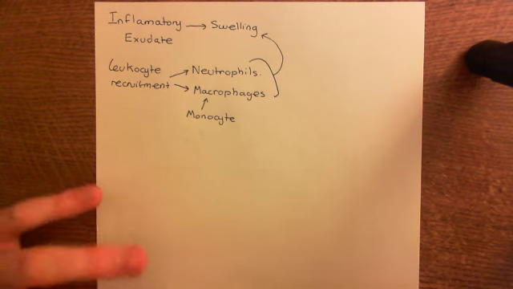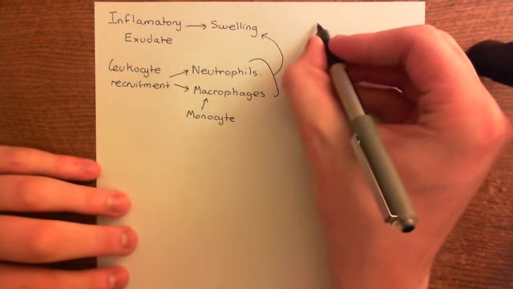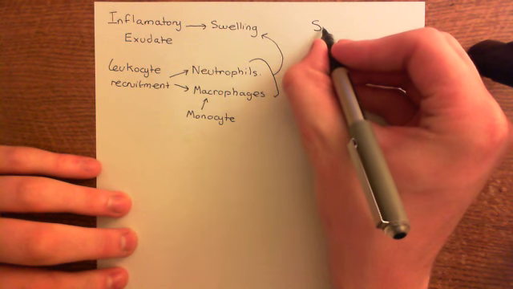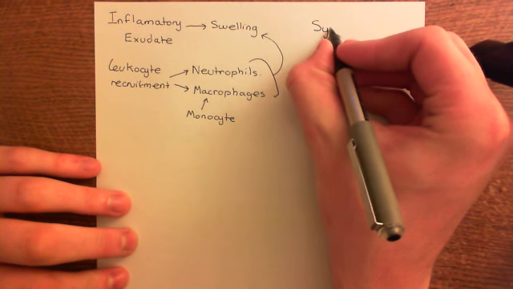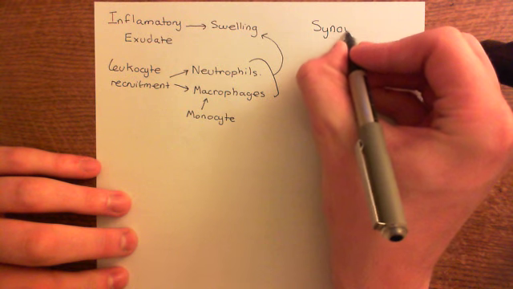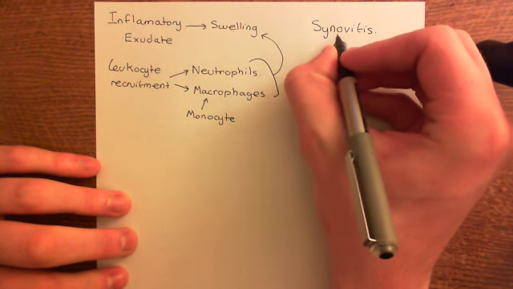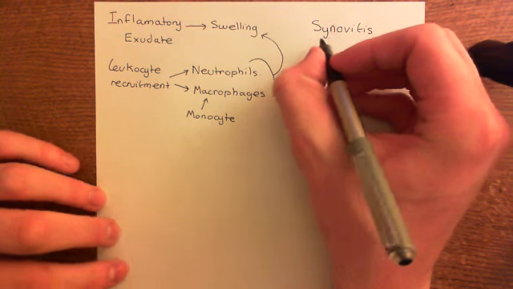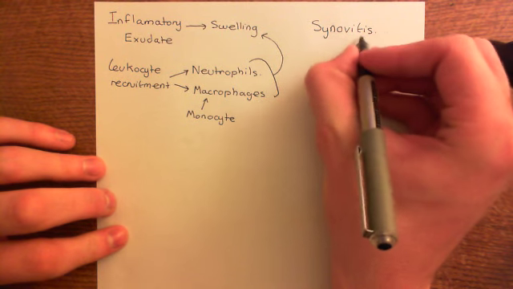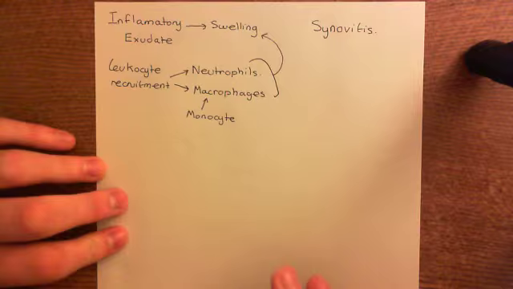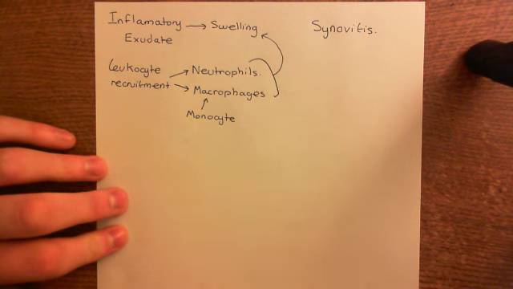But just before we do that, let me give you another name for the acute inflammatory response occurring within a synovial joint. Okay, so it's referred to as synovitis. So when you get inflammation like this of the synovial joint, it's referred to as synovitis. Right, okay, so what actually happens in this synovitis?